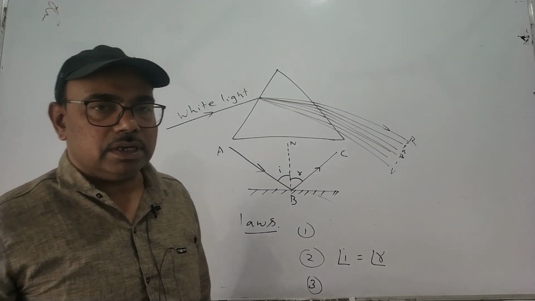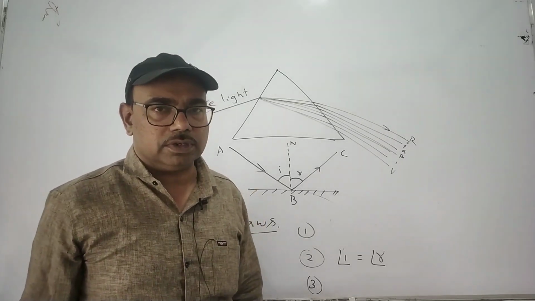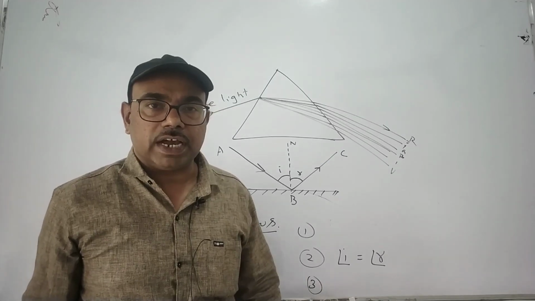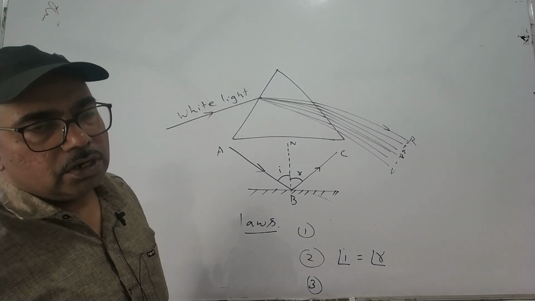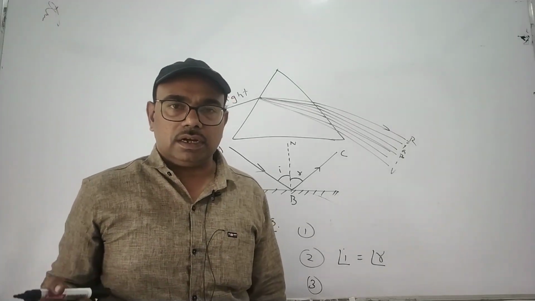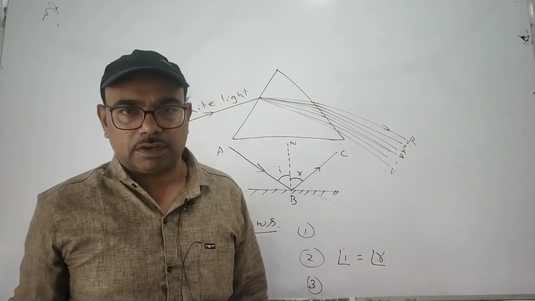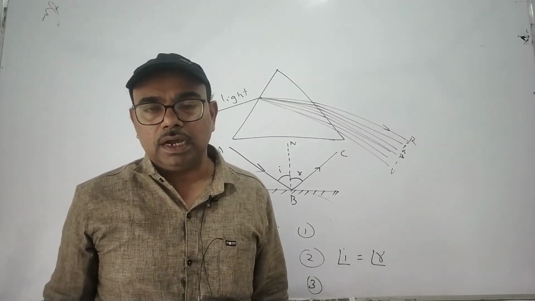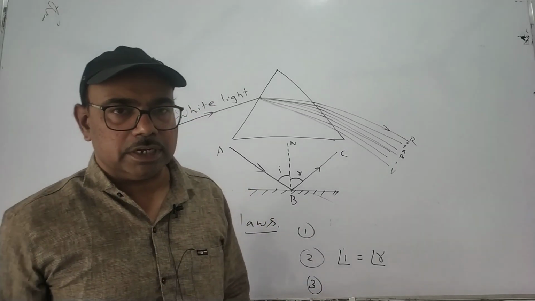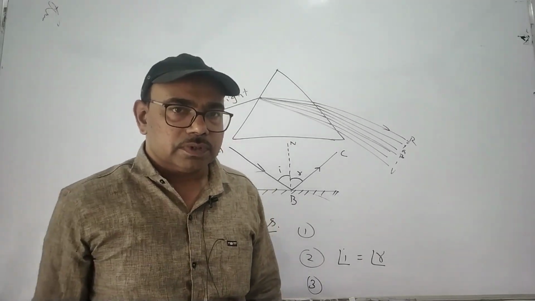The second phenomenon in ray optics is refraction. This was reflection, and now we have to discuss the refraction phenomenon. To observe refraction, two different optical mediums are required. One should be an optically less dense medium, a rarer medium. The other is an optically more dense medium, a denser medium. Now we are going to discuss the refraction phenomenon.